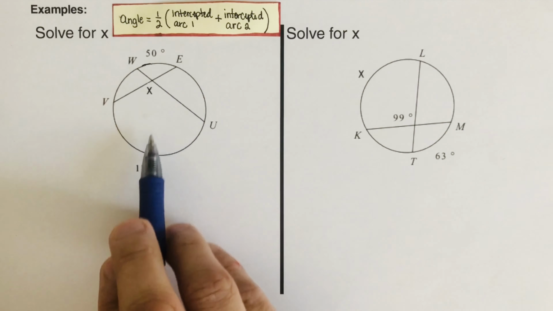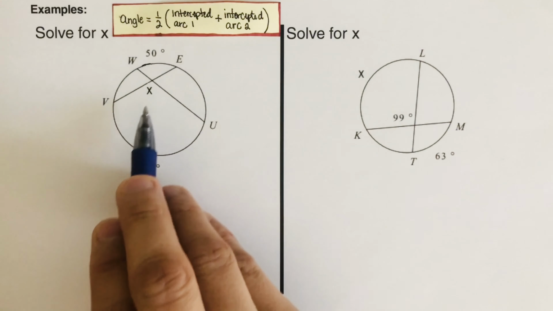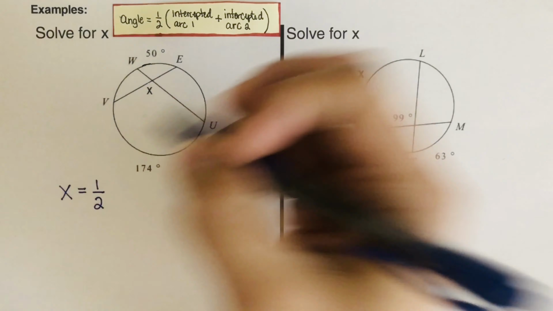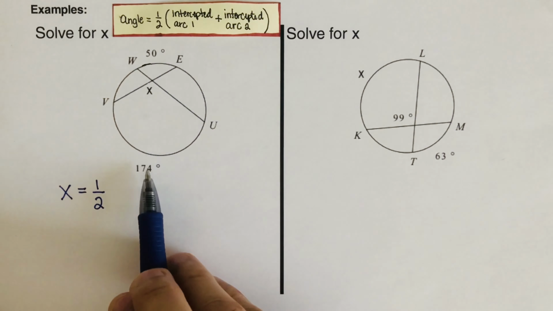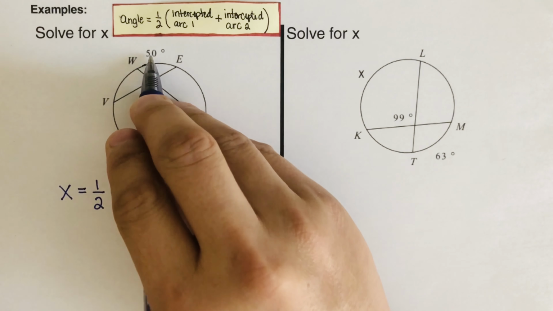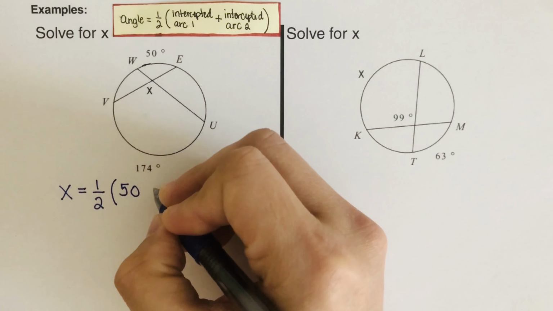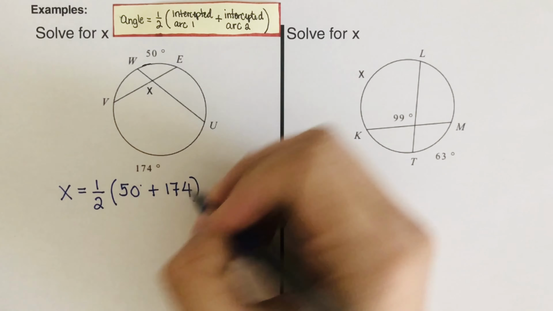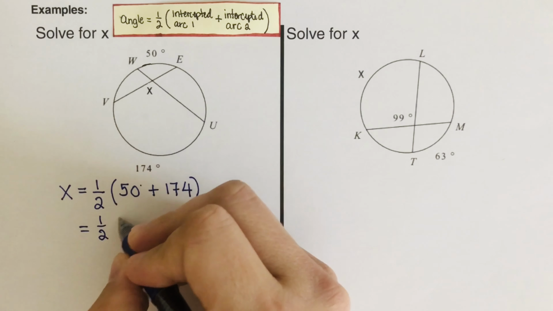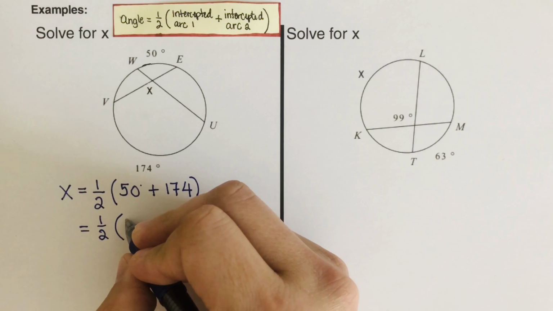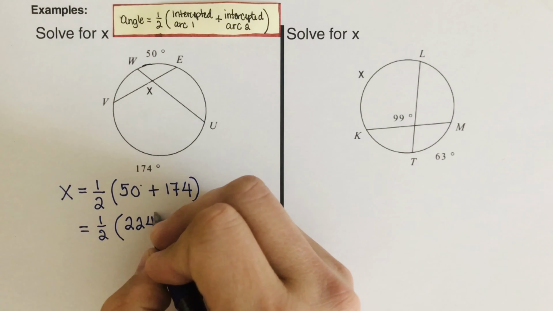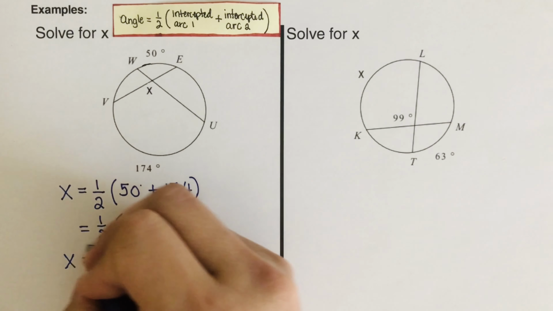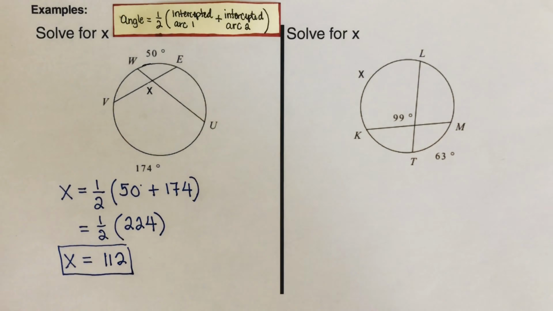So we plug these values into this equation right here. We start with the angle, which is X. I'm going to write X is equal to 1/2 of the first intercepted arc. Again, it doesn't really matter which one you write first, but I'm going to write 50 first. So 50 degrees plus 174, which is the other intercepted arc. We add those two together first. So 50 plus 174 is 224. And so we take half of it. So the X here is 112. So this is the value for this angle right here.